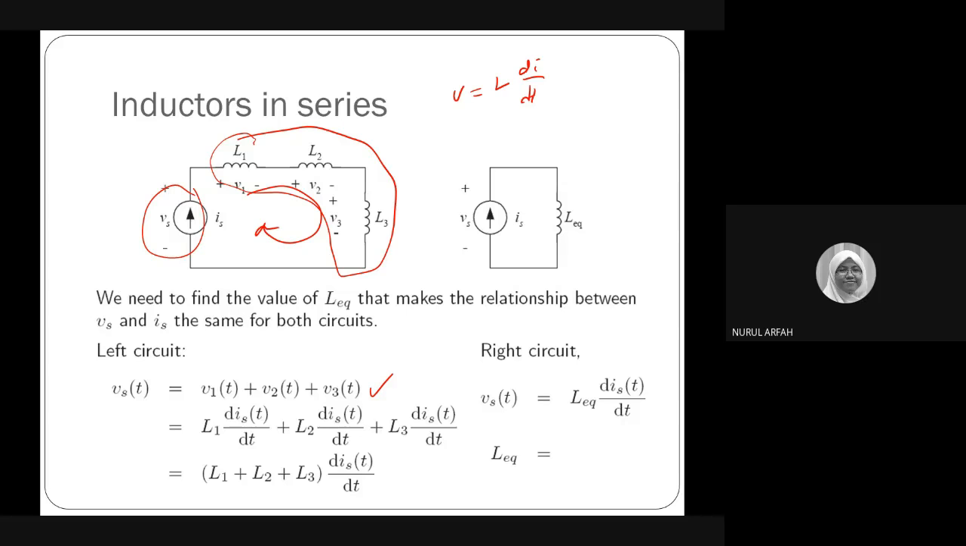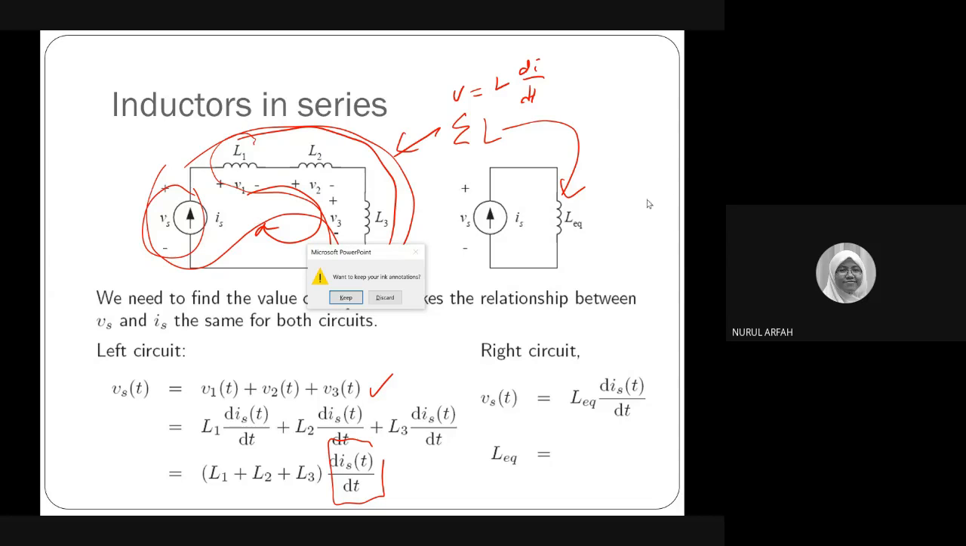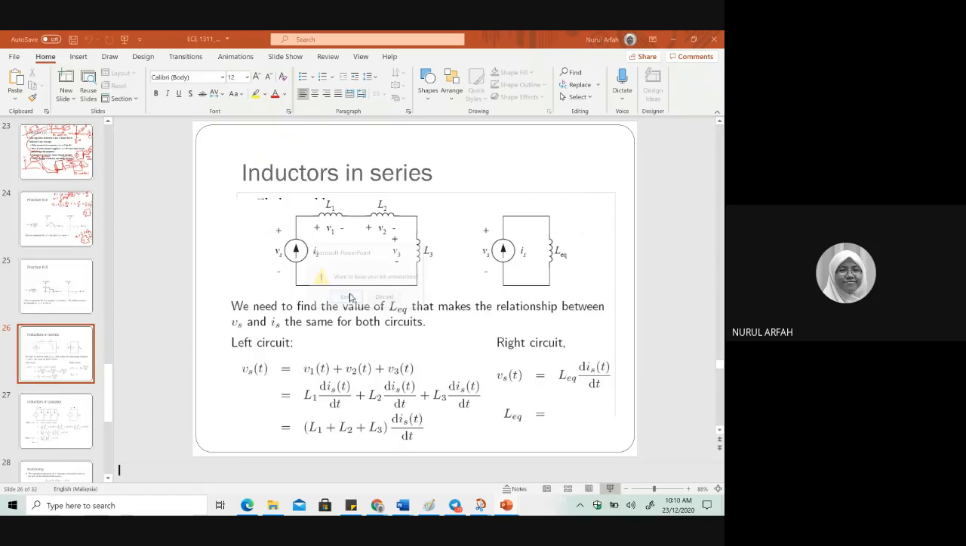Okay, and since all elements in series have the same current, you can put it at one side like this. And then the summation of all inductors in series will be equal to the equivalent inductor in this form on your right side here.